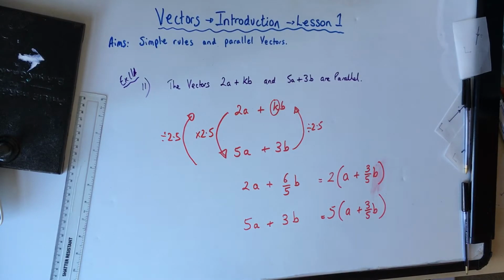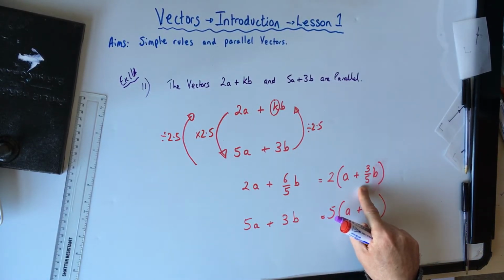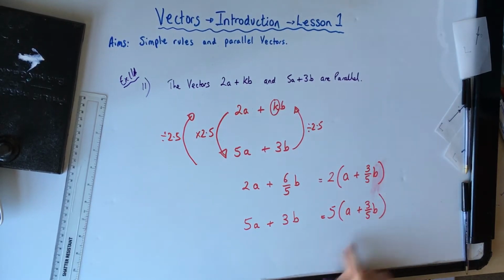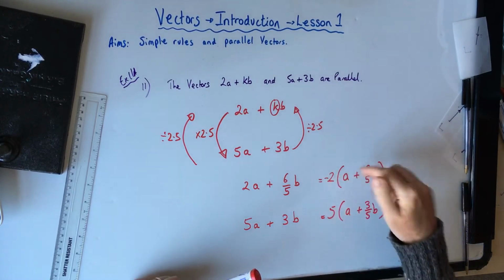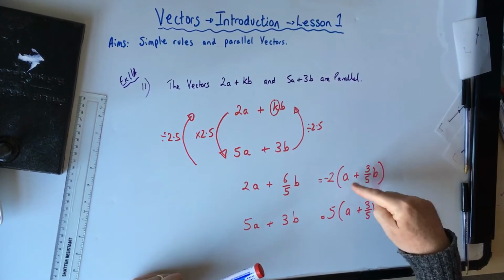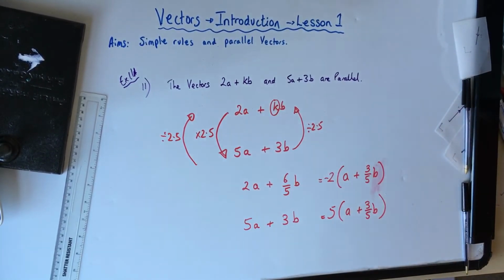It's the same vector. This is 2 times the vector A plus 3/5 of B, and this is 5 times the vector A plus 3/5 of B. So they'll be running in the same direction. Even if one of these was negative, it's still a factor. So minus 2 lots of this is just that vector going twice in the opposite direction. It's still parallel. So even when they're negative, they can be parallel, can't they? Just running in opposite directions.